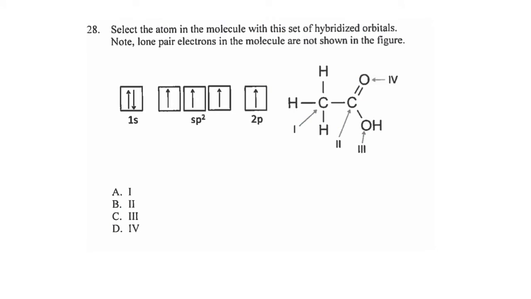Number 28. Here, select the atom and the molecule with this set of hybrid orbitals. Note the lone pairs of the molecule are not shown in the diagram. What that means is that this oxygen really has 2 lone pairs of electrons. I mentioned in class that I actually don't find these diagrams to be all that valuable because they're, in my opinion, a little bit silly. Because what this type of diagram is trying to suggest is, if you look at, say, atom 1, that maybe carbon hybridizes and then bonds with hydrogen.